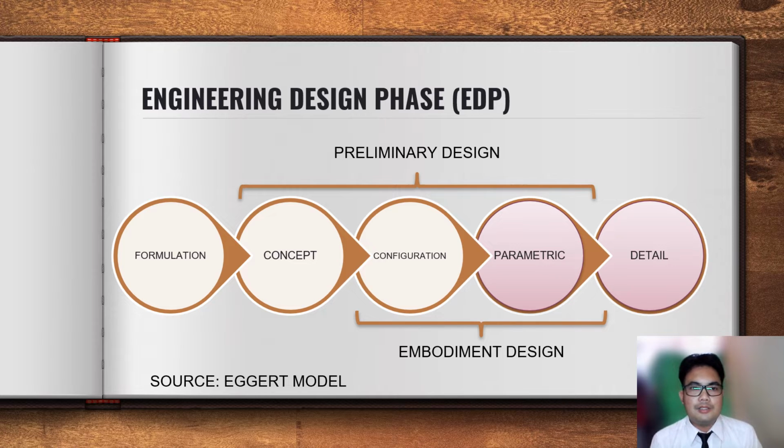This slide shows the design phases made by Eggert model in 2010. In the design phase, there are 5 steps to achieve the process, which are the formulation, the concept, the configuration, the parametric, and the detail. In some industries, only 3 steps are usually used in the design phase, which are the formulation, preliminary design, and detail, while some others are only using 4 steps in the design phase, which are the formulation, concept, embodiment design, and detail. In my DFMA scope, I will go through until configuration design because parametric and detail are not included in my scope.